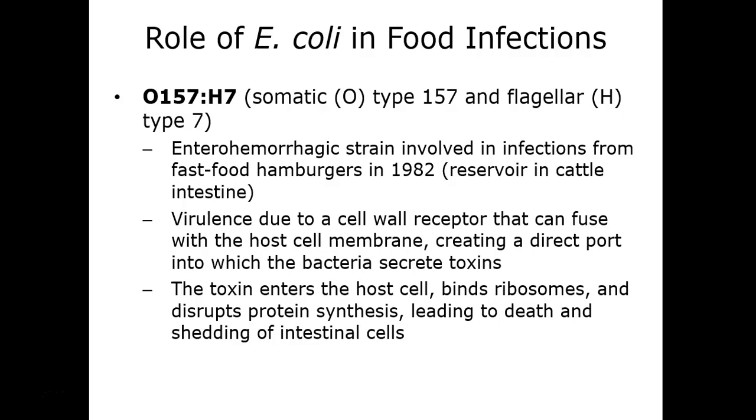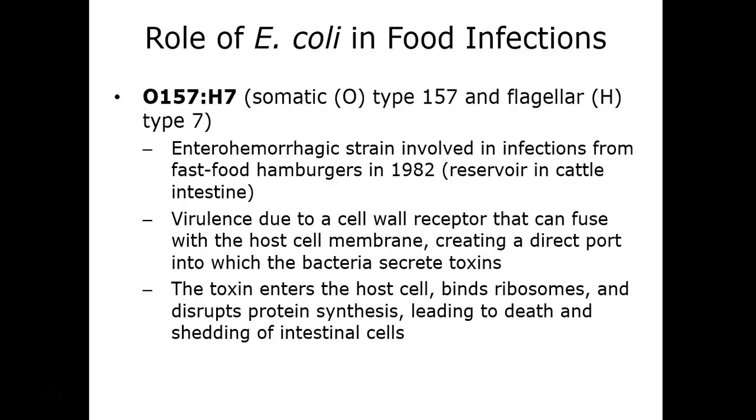The toxin is able to enter the host cell. It binds to the ribosomes, stopping protein synthesis, and obviously that leads to death as well as destruction of your intestinal cells. We also talk a lot about something called the A/E lesions. The A/E lesions can cause intestinal damage because it actually creates these pedestals that form from actin rearrangement in the intestinal cells. Those are known as A/E lesions.